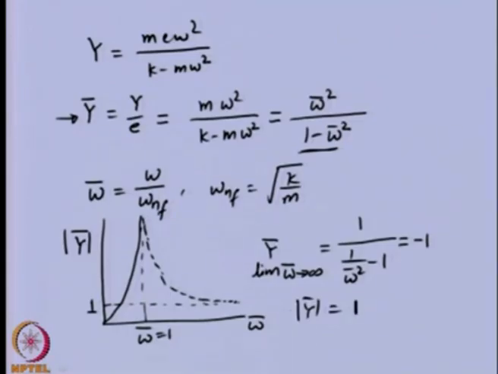So, you can see what is the meaning of this. Here if we put y bar as y by E, it will give y equal to eccentricity. So, you will see that at very high speed for the single mass rotor system, the amplitude becomes equal to the eccentricity, and the sign is minus. So, let us see what is the meaning of this.